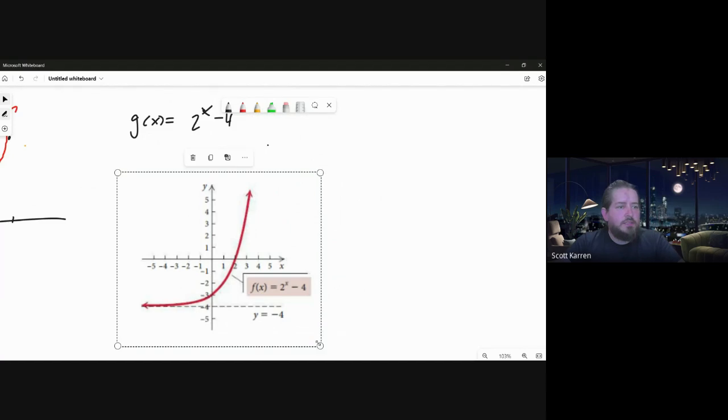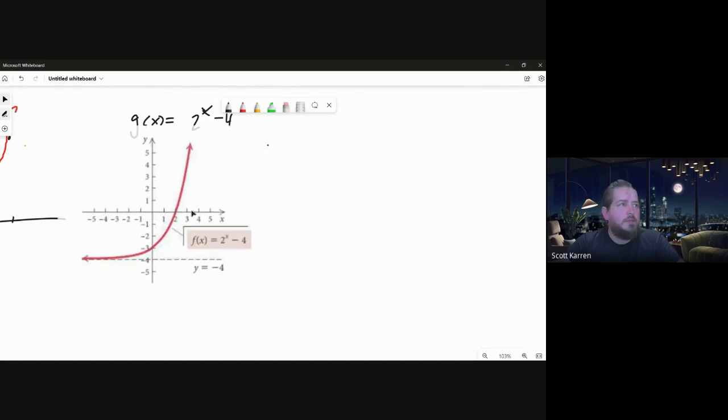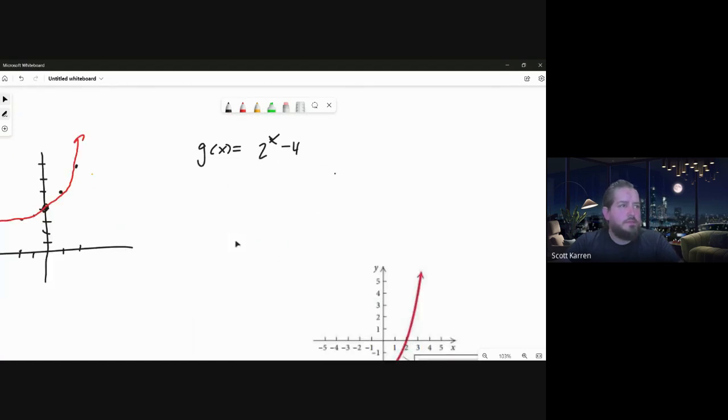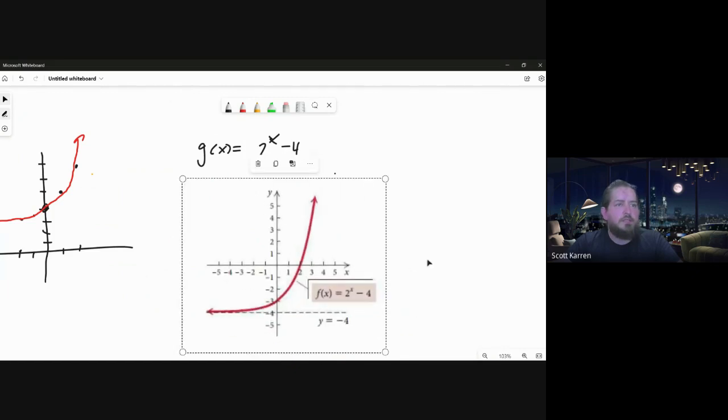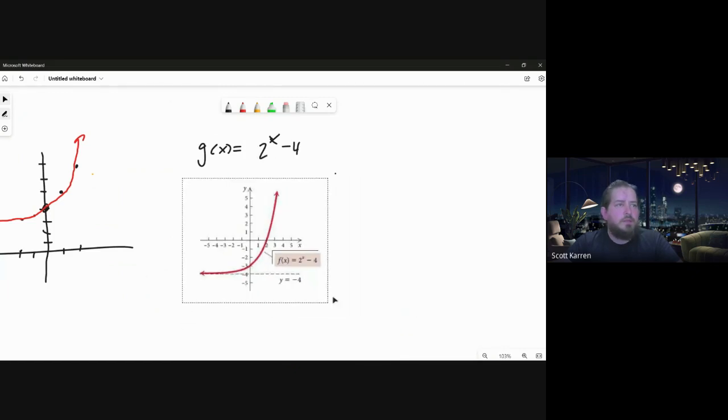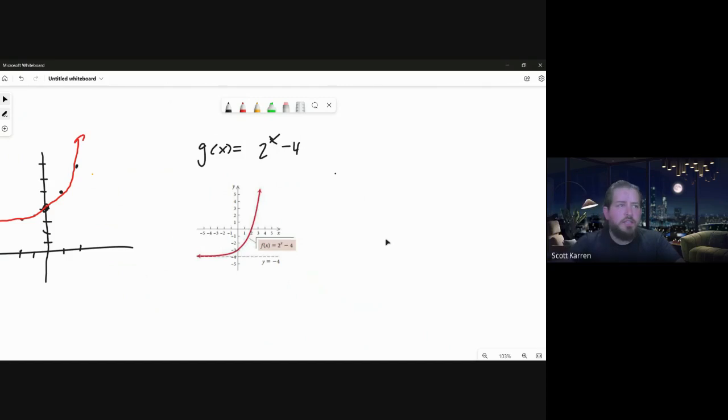It's 2 to the x. There we go. And it's just been shifted down by 4. So everything, that asymptote included, moves down by 4.